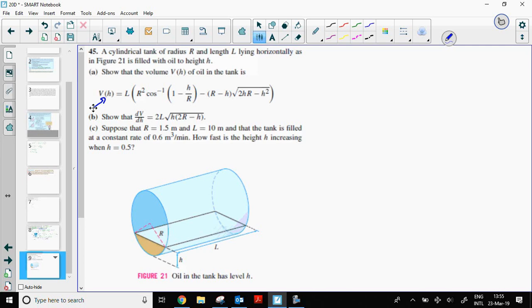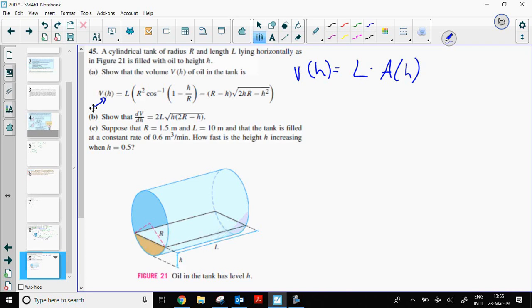So what do we do here? Well, let's start off by just noting that our volume at a particular height, V of h, has got to be equal to the length multiplied by what I'm going to call A of h, which is just the area of the segment of the circle. So this region right there that's colored in whatever, orangish brown or something. I'm colorblind. I have no idea what color that is, but it's not important.